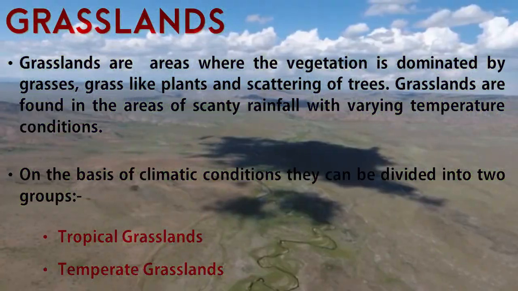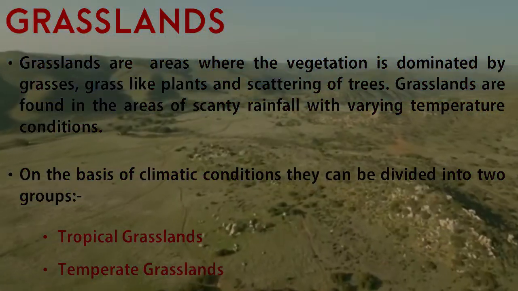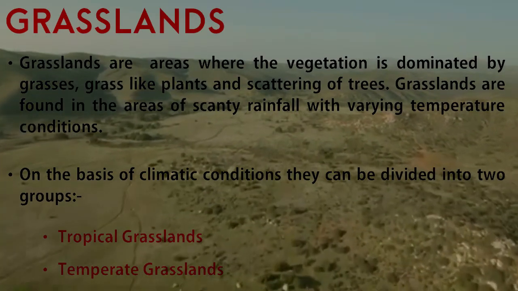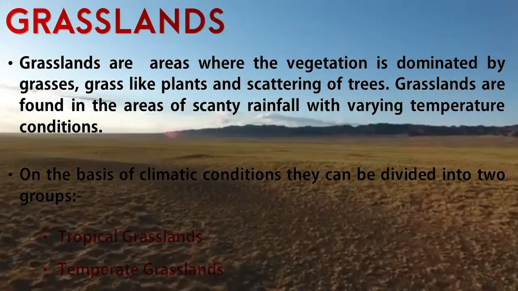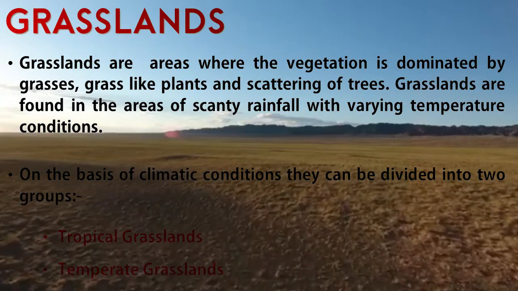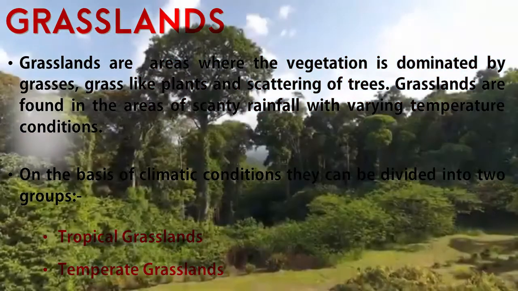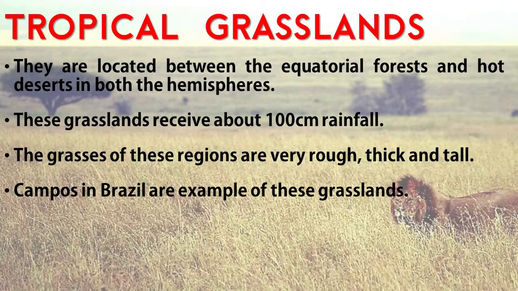On the basis of these climatic conditions, we can divide our grasslands into two groups, that is tropical grasslands and temperate grasslands. So the first one is tropical grasslands. They are located between the equatorial forest and hot desert in both the hemispheres.